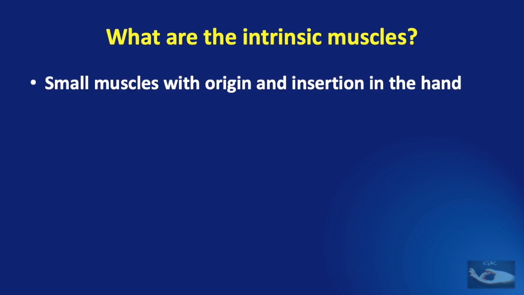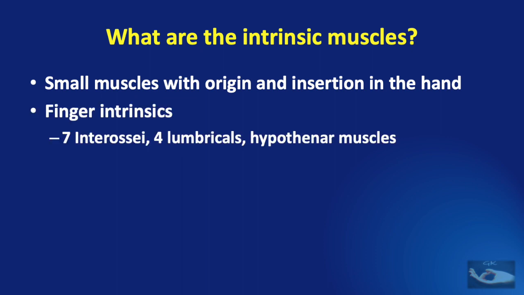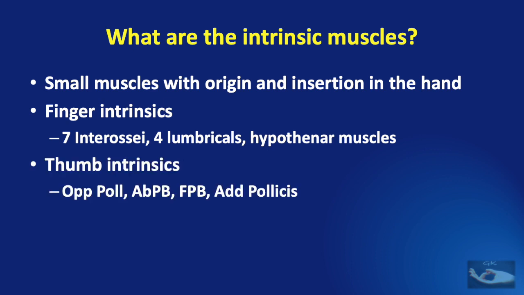What are the intrinsic muscles? They are small muscles with origin and insertion within the hand itself. They can be the finger intrinsic muscles, which consist of 7 interossei, 4 dorsal and 3 palmar interossei, 4 lumbrical muscles and the hypothenar muscles, and thumb intrinsics consisting of 4 muscles: the opponens pollicis, the abductor pollicis brevis, the flexor pollicis brevis and the adductor pollicis.